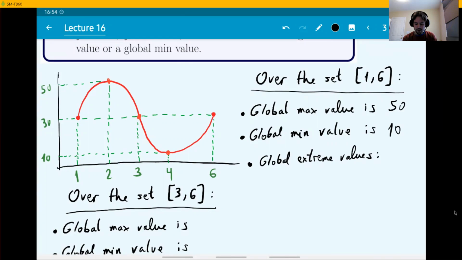So finally, what are the global extreme values? There are two of them. It is both of those, 10 and 50. If it is a maximum or a minimum, then it is an extreme value. So this is what it is.